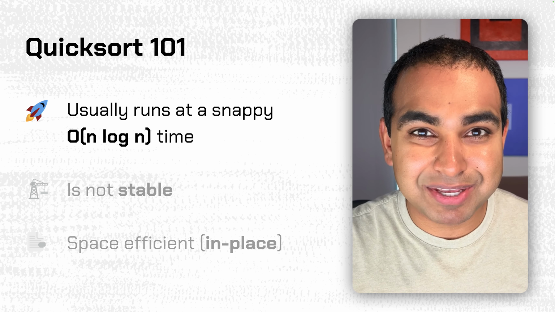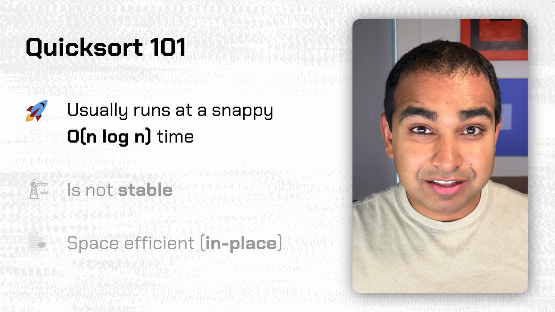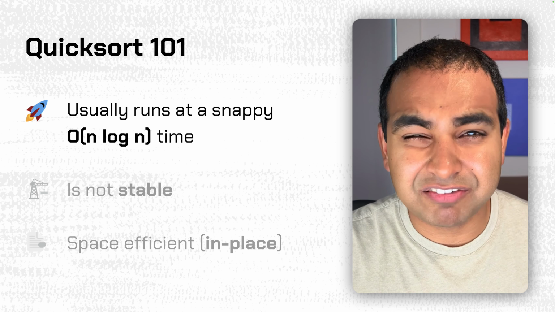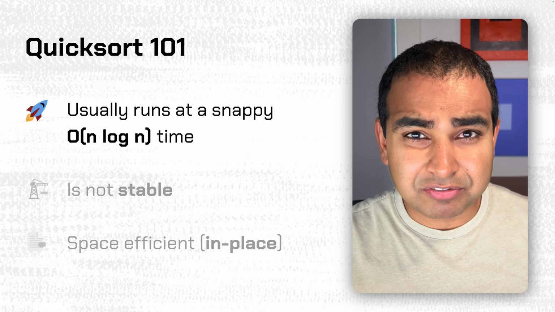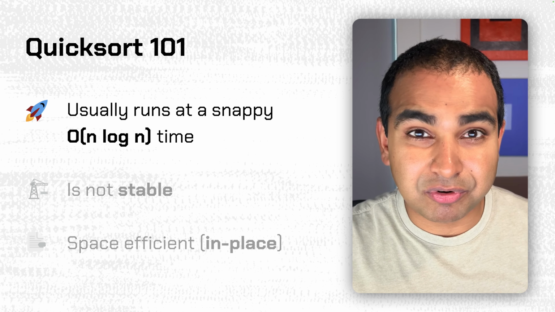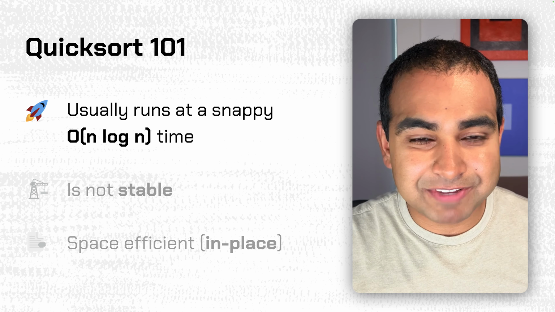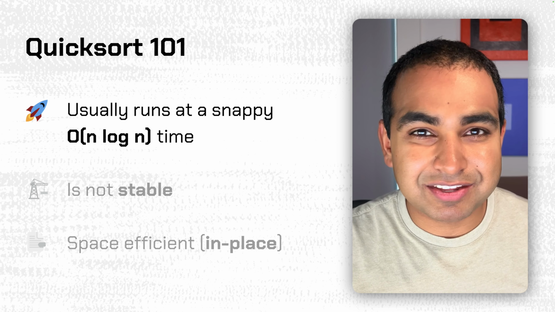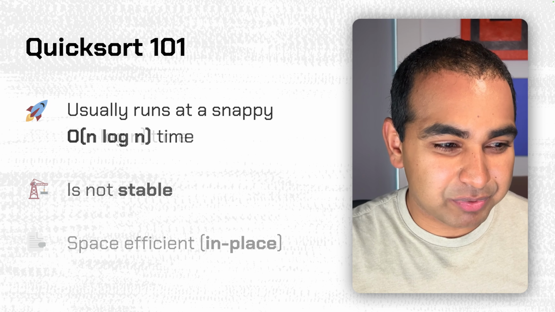It runs at a snappy big O of n log n time, and it does so for a variety of different inputs. It's not very picky about how the inputs are structured or what needs to be done to make sure you pre-format your items before you throw them to QuickSort. Nope, QuickSort can take anything you throw at it, process it, sort it, and it does so very, very quickly.